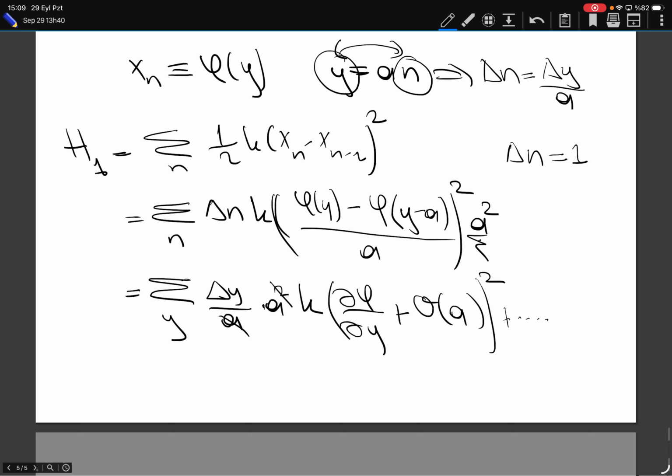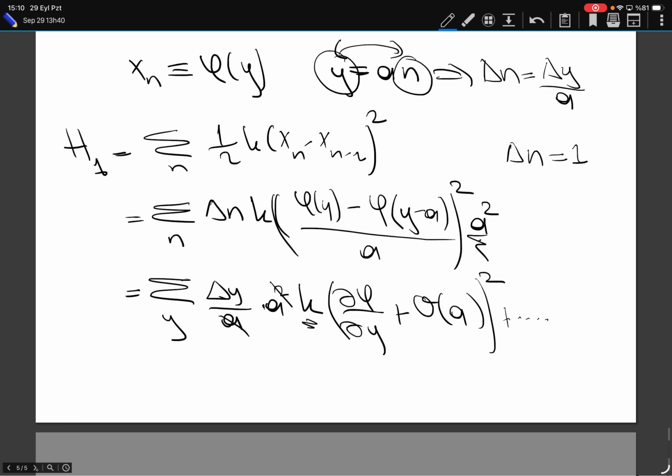Okay, k was like the spring constant, right? So if you cut a spring in two, what happens to the spring constant? It doubles. You have a spring, you cut it in half. What happens to the spring constant? Does it double or reduce? It doubles. So if the length gets smaller, the spring constant becomes larger.